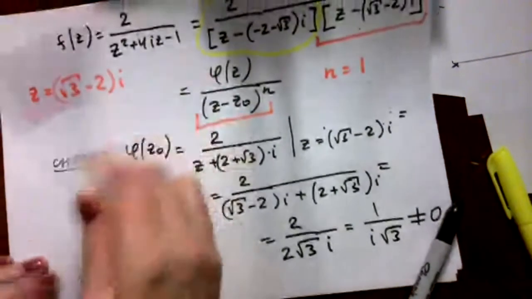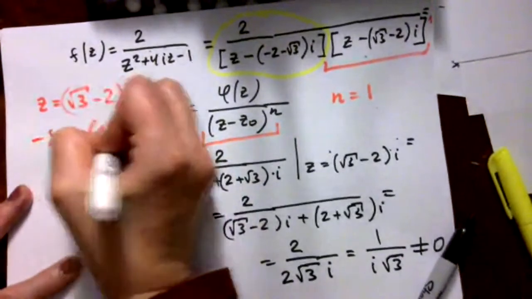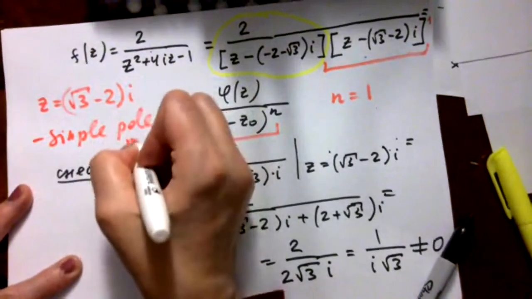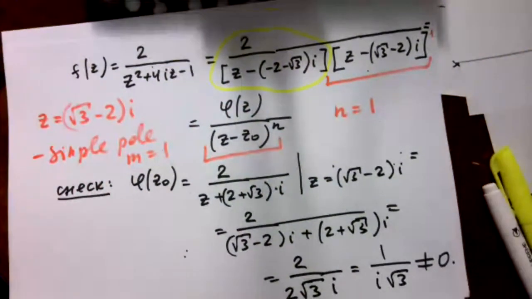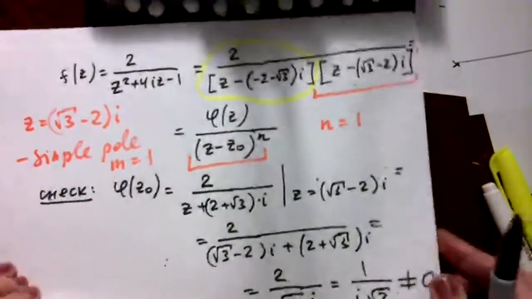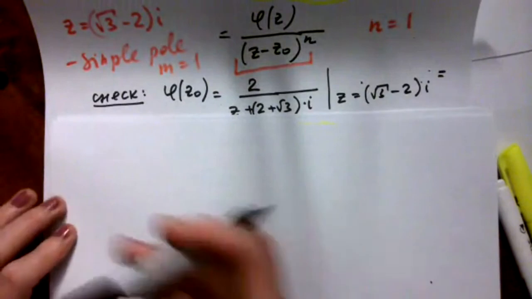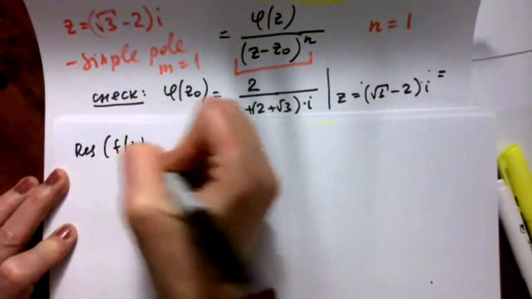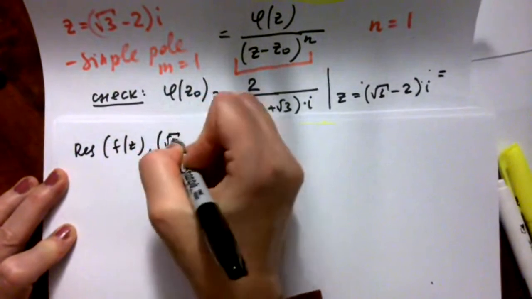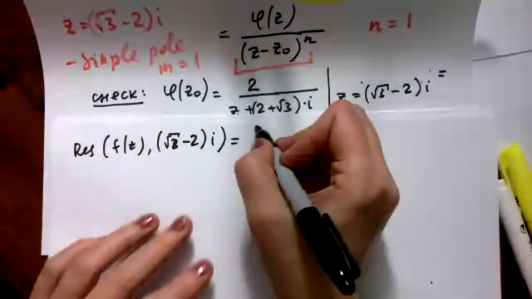So our conclusion is that this singular point is a simple pole. Simple pole, that means a pole of order 1. And now all that is left for us to do is to calculate the residue at this point. But this is going to be super easy, because this is a simple pole. So what about the residue? Residue of f of z at this point, square root of 3 minus 2i, is equal to what?